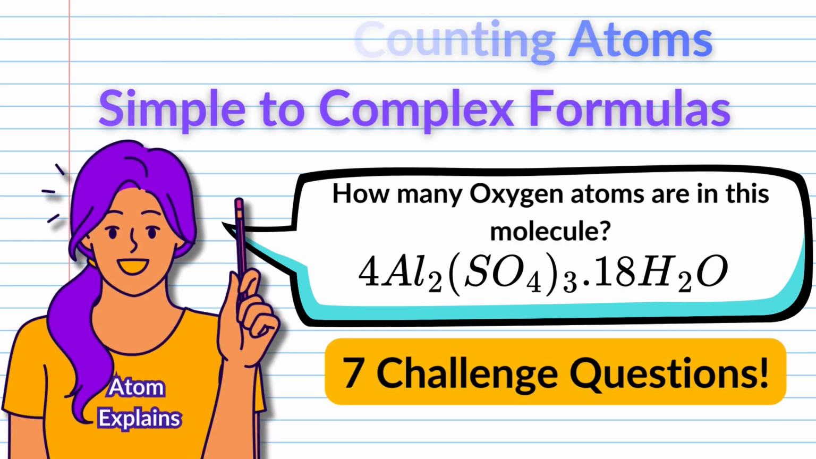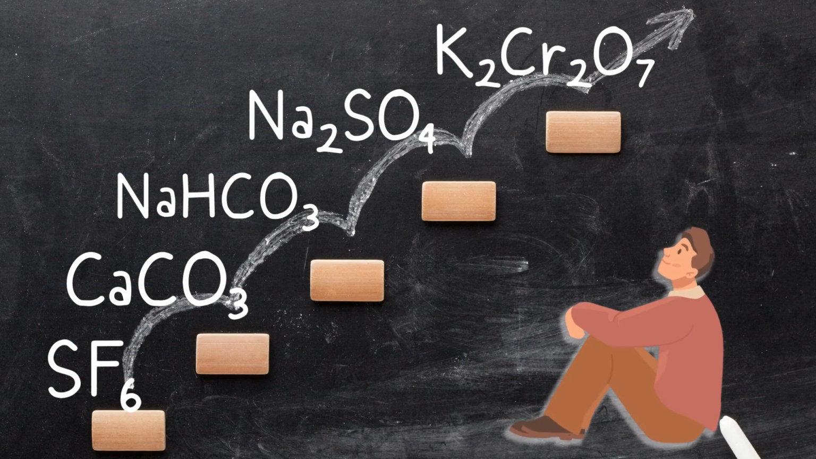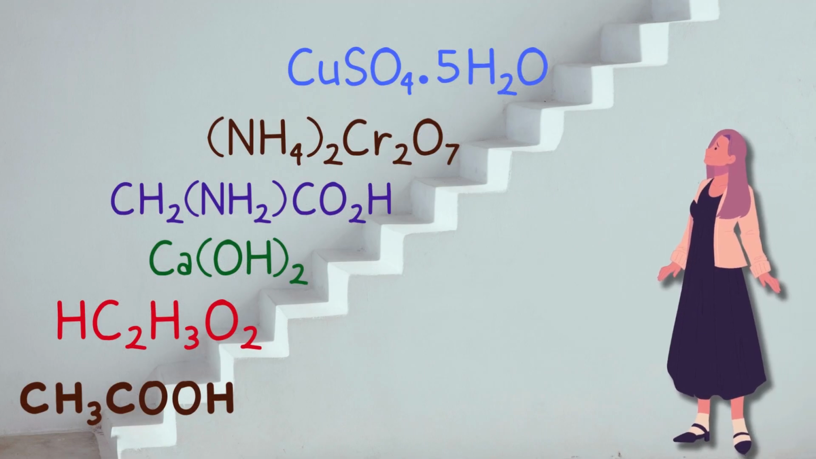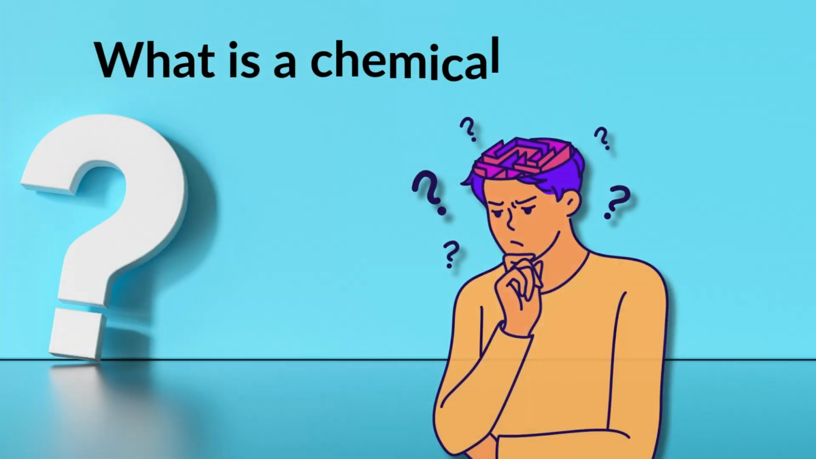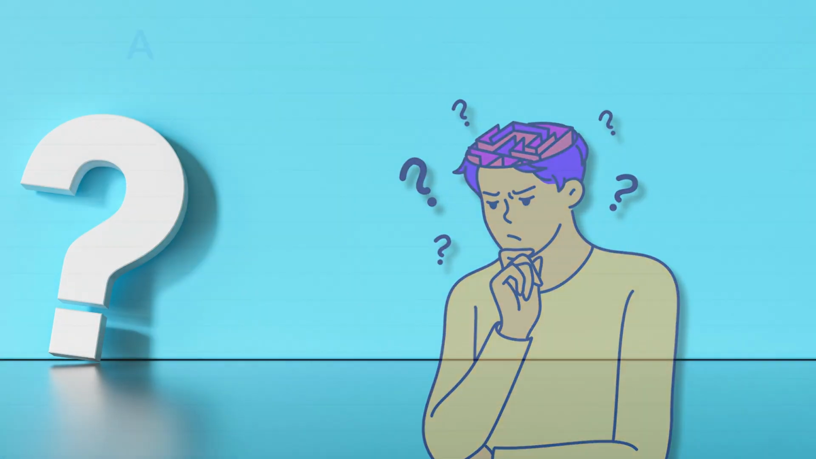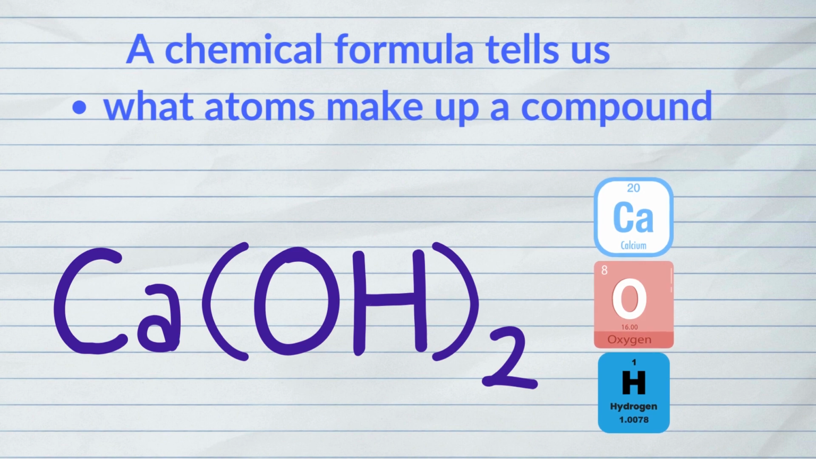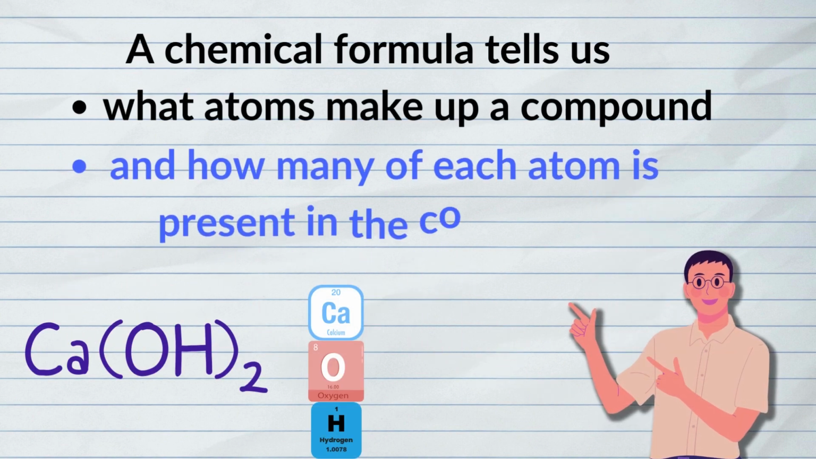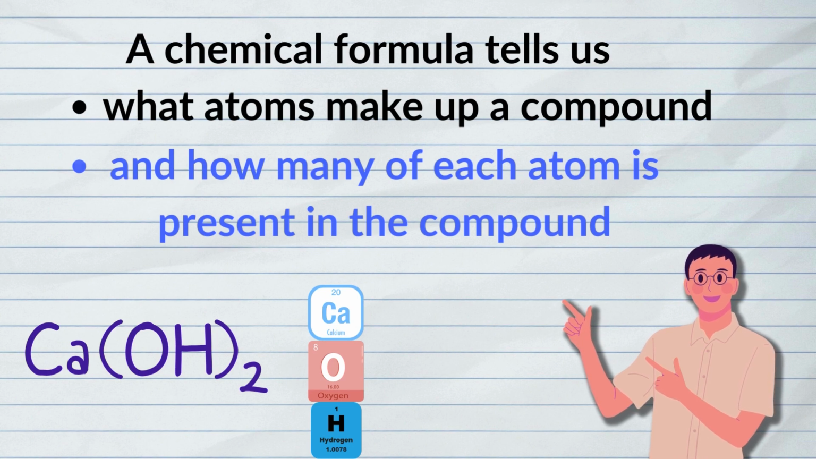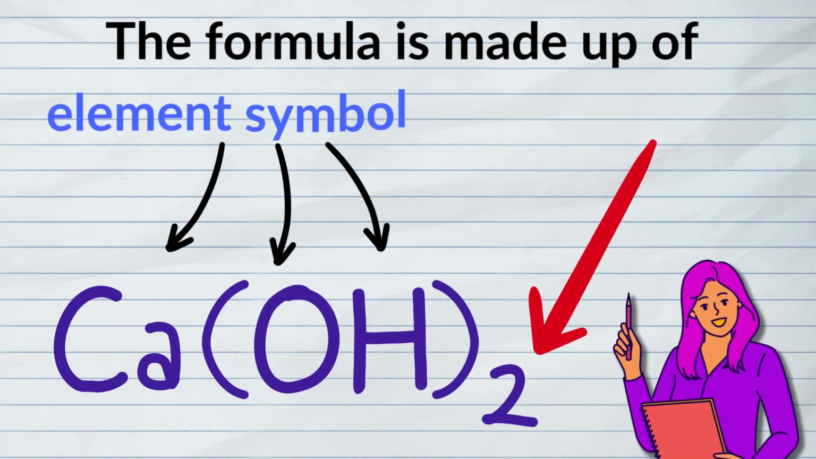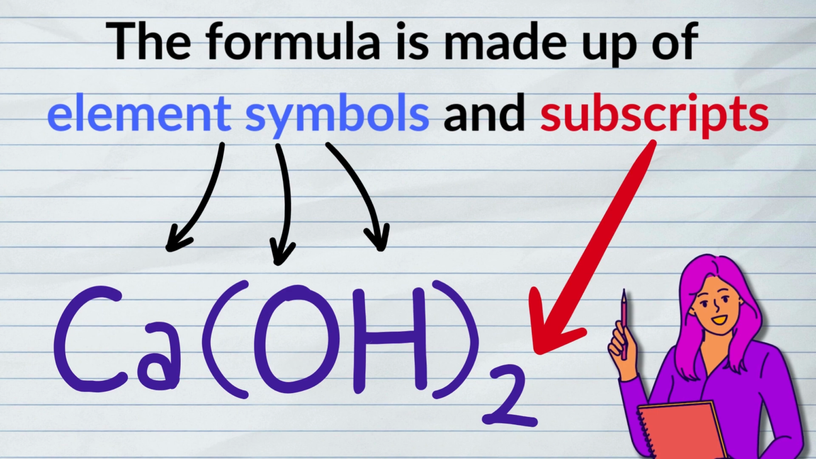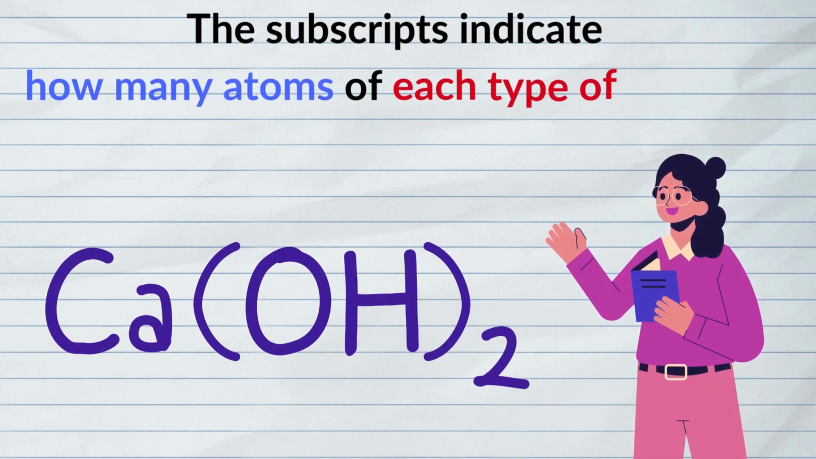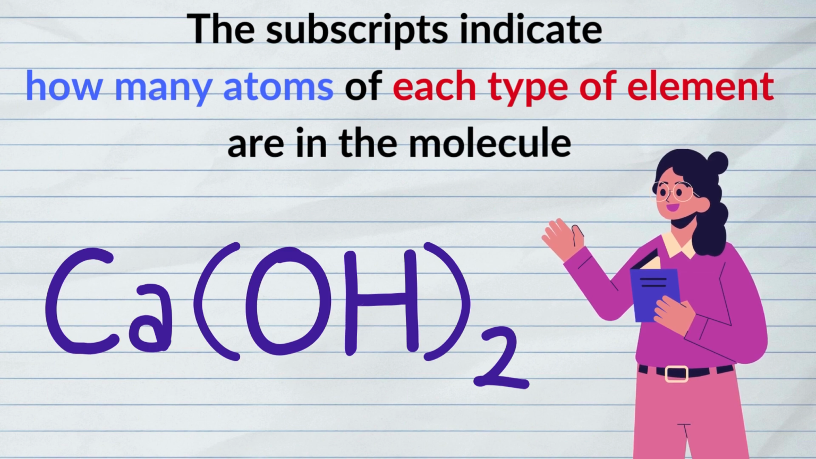Join me in this fun task of counting atoms, starting from the simple formulas and ramping up to some complex ones. So, what is a chemical formula? A chemical formula tells us what atoms make up a compound and how many of each atom is present in the compound. The formula is made up of element symbols and subscripts. The subscripts indicate how many atoms of each type of element are in the molecule.